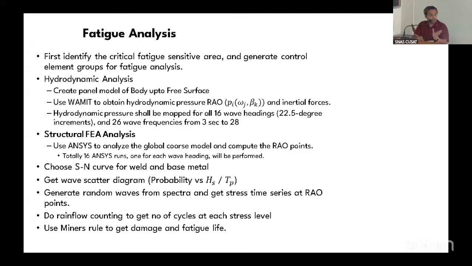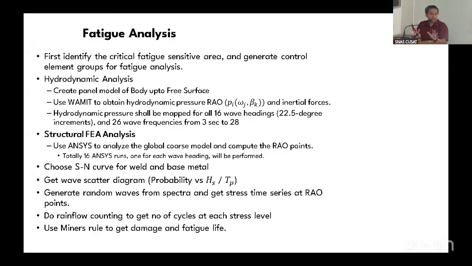But what you have is the RAOs for a unit wave. Now, once you have the time series of the wave, you can basically just multiply it out, and you can actually get the stress time series. You can actually get it outside of ANSYS.